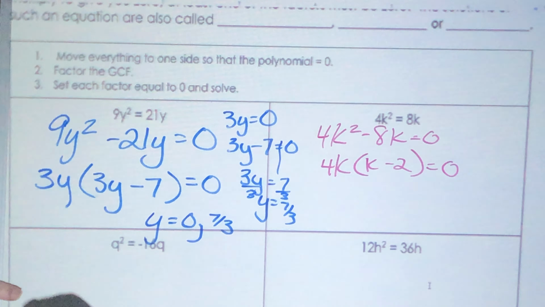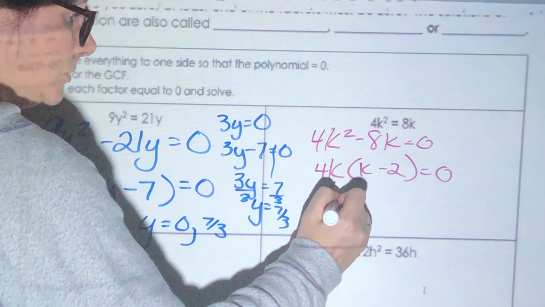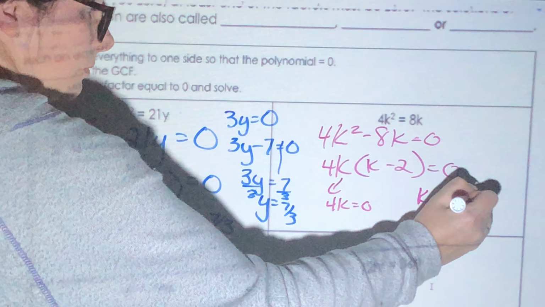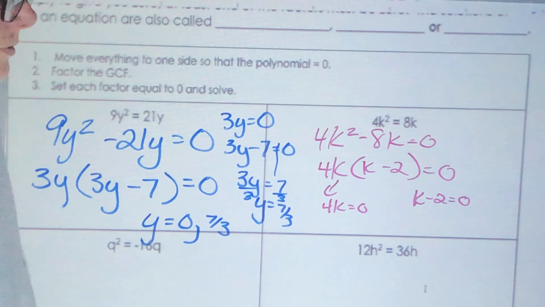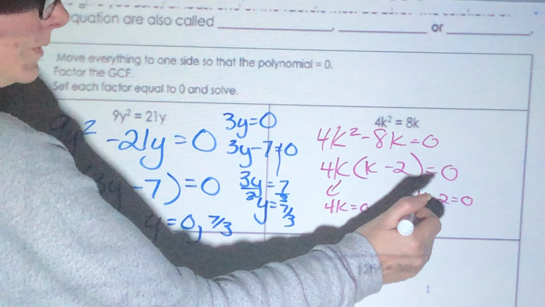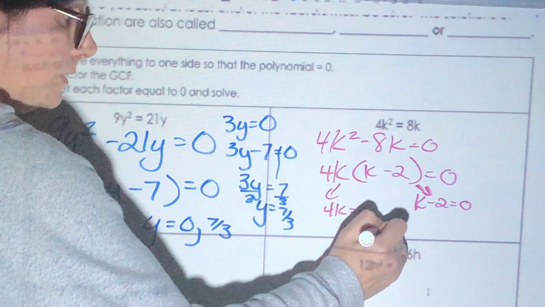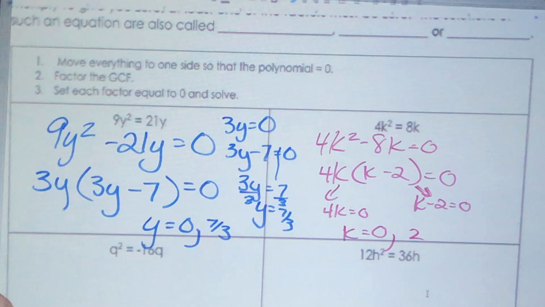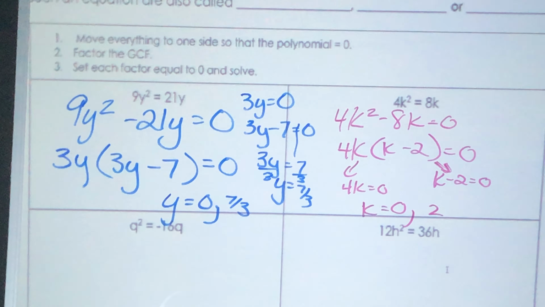So now because of the zero product property, I know that either 4k has to equal 0, or k minus 2 has to equal 0, in order for this times this to give me 0 for an answer. So now I'm going to solve these two equations, and k is either 0 or k equals 2. Are my two roots, solutions, and zeros.